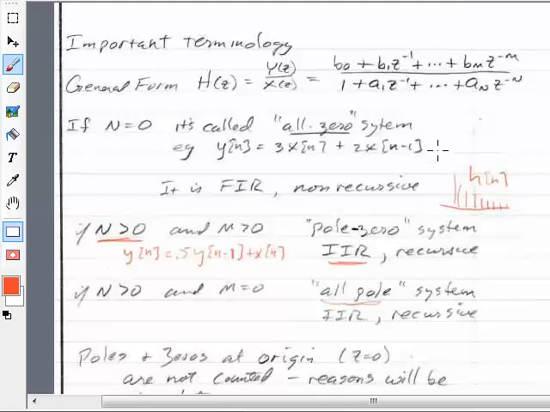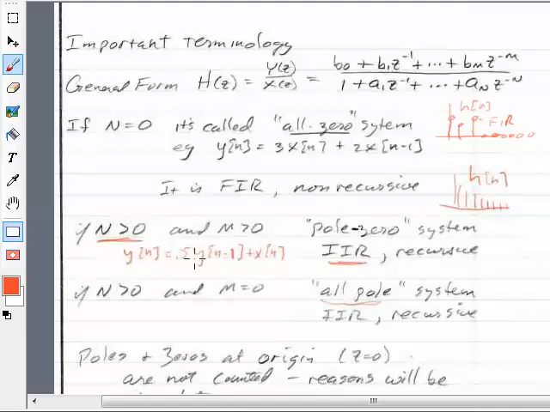Here I'm getting ahead of myself. An FIR h of n would look something like this, and then it would be 0 for all time. What about when n is bigger than 0? So there are some a coefficients, there are some poles, and let's say that m is bigger than 0. We call that a pole zero system for obvious reasons. It's got poles and zeros.